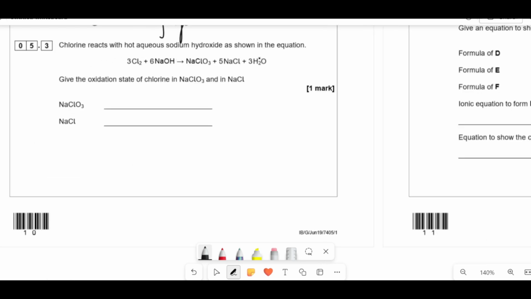Chlorine reacts with hot aqueous sodium hydroxide as shown in this reaction. Give the oxidation state of chlorine in NaClO3 and NaCl. So +1, -1, -1, +1, -6. It's got to be +5.